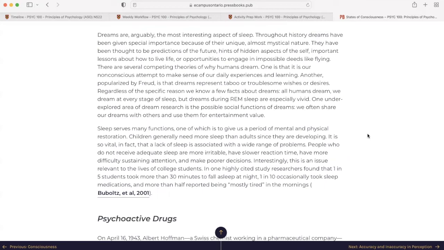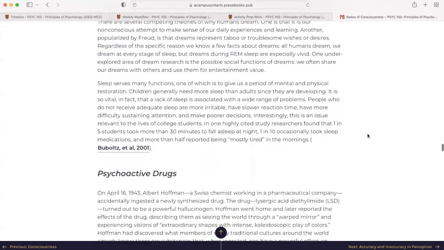There are several competing theories of why humans dream. One is that it is our non-conscious attempt to make sense of our daily experiences and learning. Another, popularized by Freud, is that dreams represent taboo or troublesome wishes or desires. Regardless of the specific reason, we know a few facts about dreams. All humans dream. We dream at every stage of sleep. But dreams during REM sleep are especially vivid. One underexplored area of dream research is the possible social functions of dreams. We often share our dreams with others and use them for entertainment value.